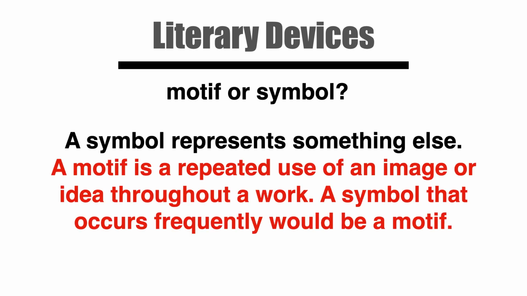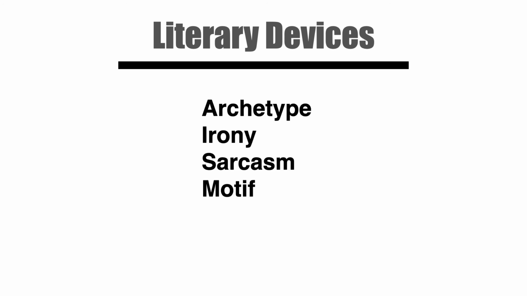Some people think that motifs and symbols are the same thing, but there's a subtle difference. A symbol does represent something else, but a motif is a repeated use of an image or an idea throughout a work. A symbol that occurs frequently through a story would then become a motif. These are 4 of the literary devices that you should be aware of when you're reading and analyzing literature.